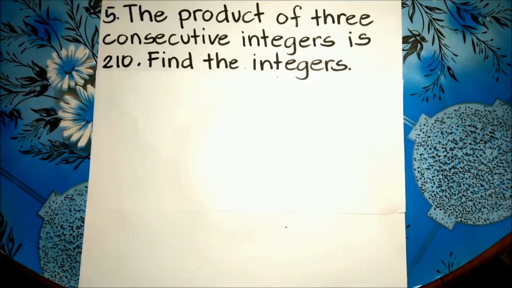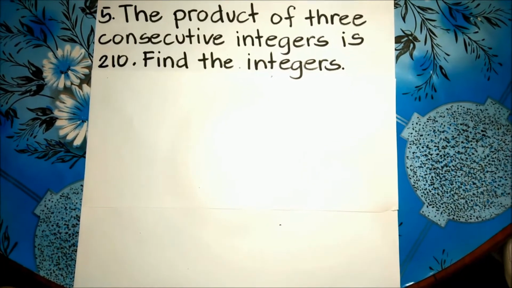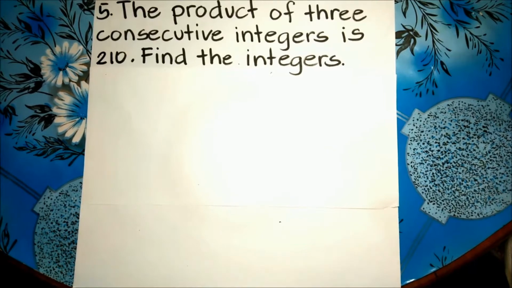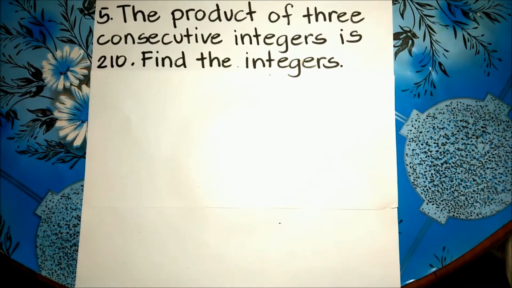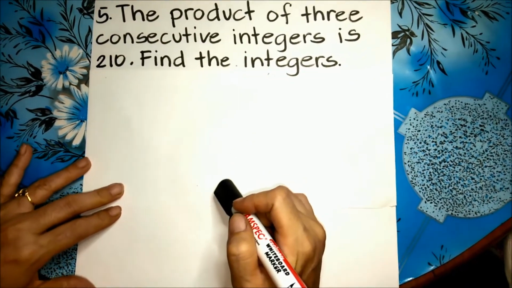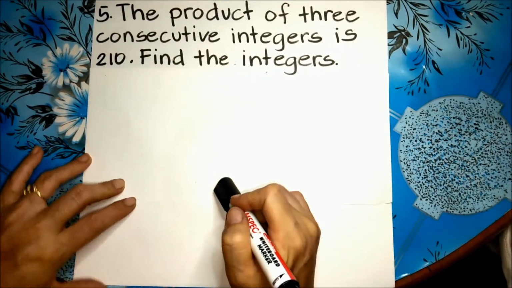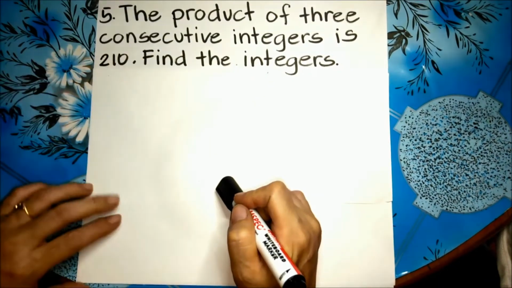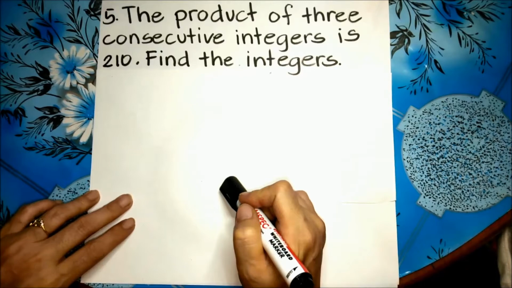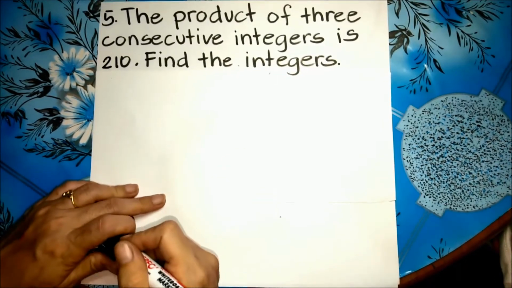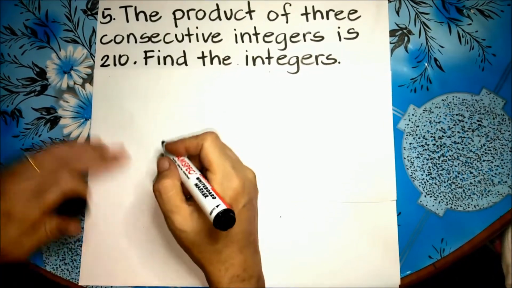Now, for our last example, the product of 3 consecutive integers is 210. Find the integers. So, let's look at the problem. When we say consecutive, ibig sabihin, magkakasunod. So, we are going to start with representing the problem.